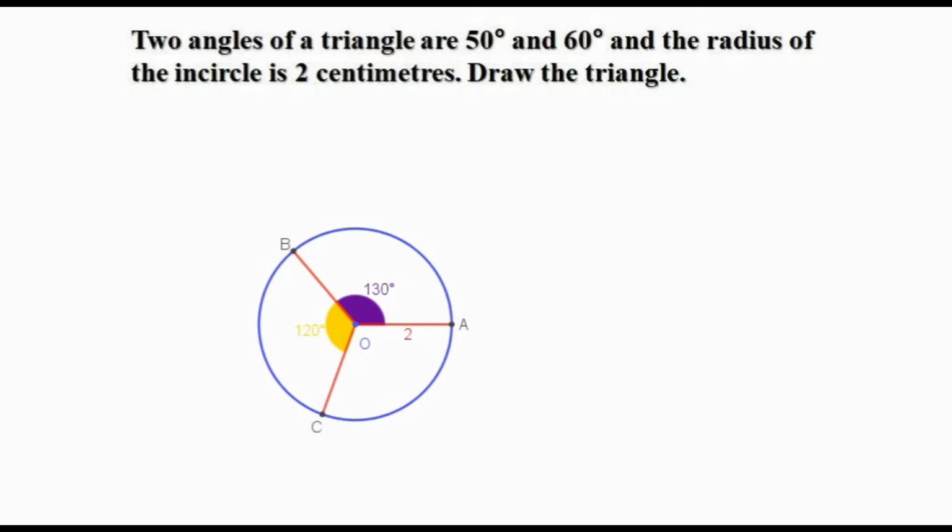Now it is enough to draw tangents from the points A, B, C to get the required triangle. Take 90 degrees at A and draw a line that is tangent to the radius OA. Similarly, take 90 degrees at B and draw another line.